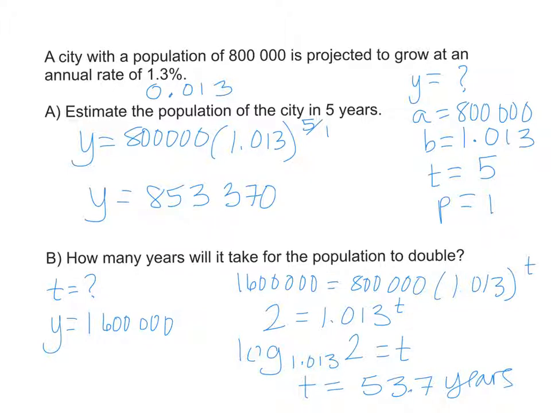Do you think that's realistic? Will the population of that city double in 53.7 years? Probably not, right? The population of a city is not going to stay at the same annual rate of growth for 50 some years, right? Things change. So maybe when you're looking at this kind of problem, the first question is reasonable. 5 years, it might keep a similar growth rate. It's not going to keep a similar growth rate for 50 some years.